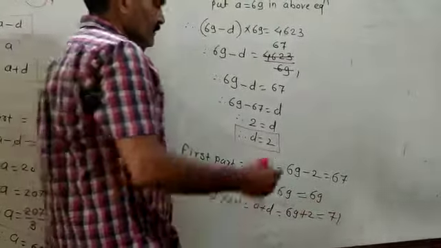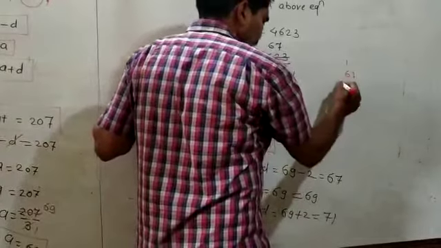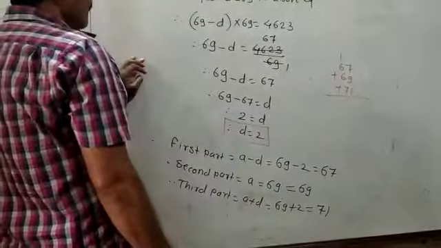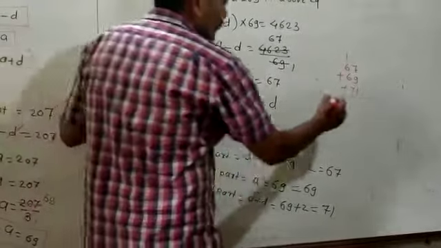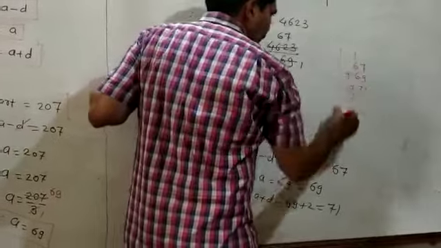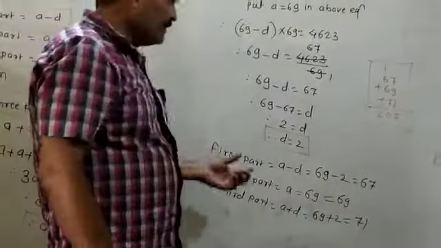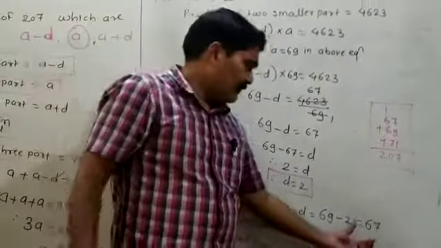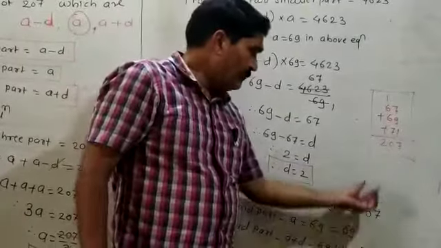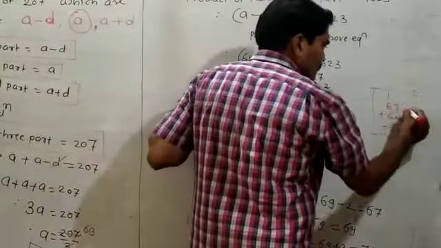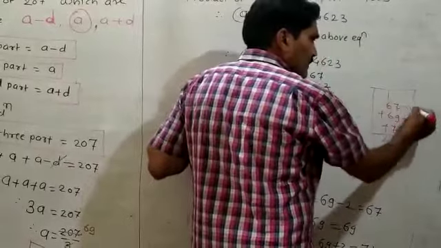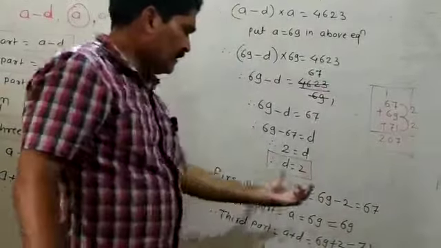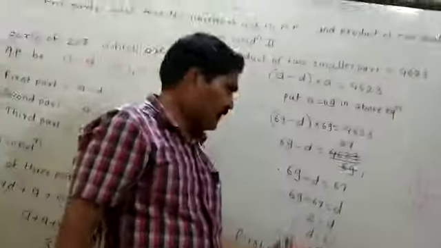If you add these, 67 plus 69 plus 71, your answer will come directly to 207. Okay, if you see this 67, 69 and 71, these three parts are in AP, because the common difference between 67 and 69 is 2, and the difference between 69 and 71 is 2. So these three parts are in AP, and in this way you find the three parts.